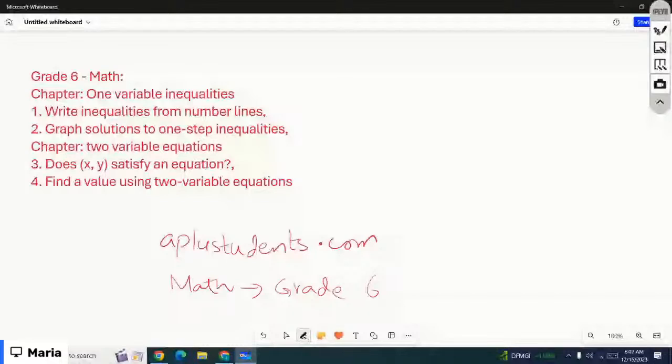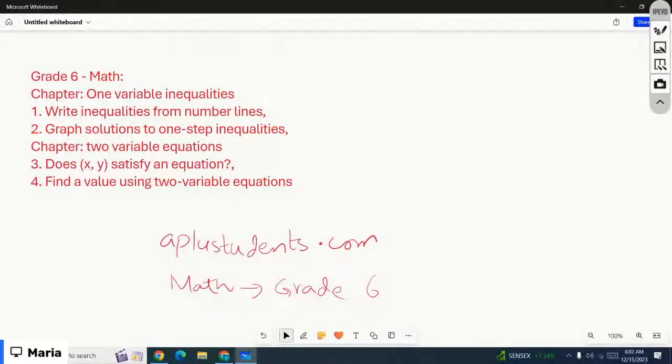We're going to start with chapter 1, one variable inequalities. And the lessons we're going to cover from the chapter are write inequalities from number line, graph solutions to one-step inequalities.